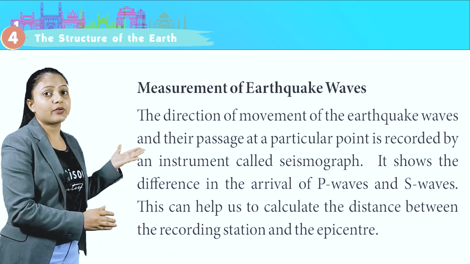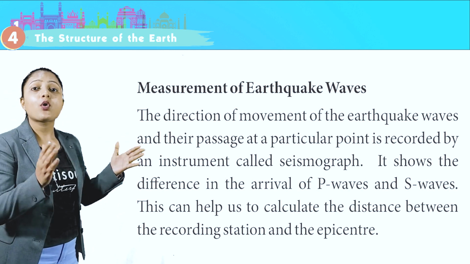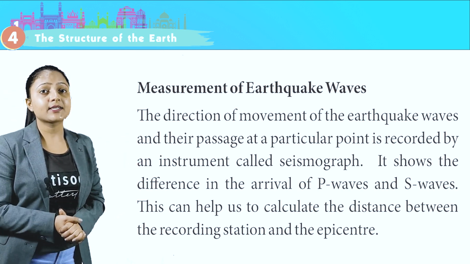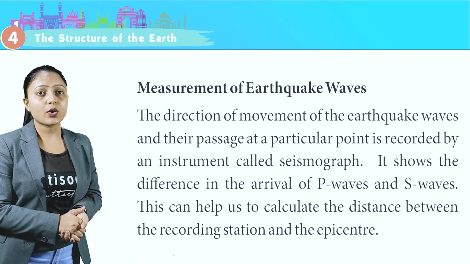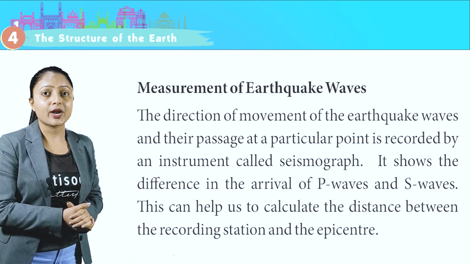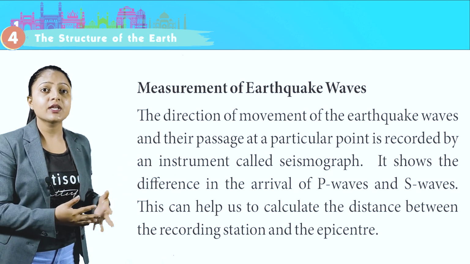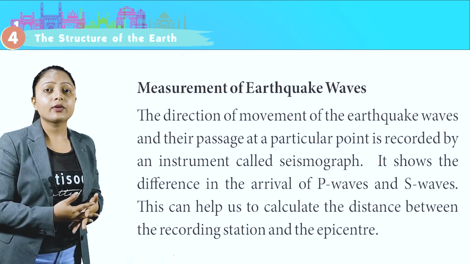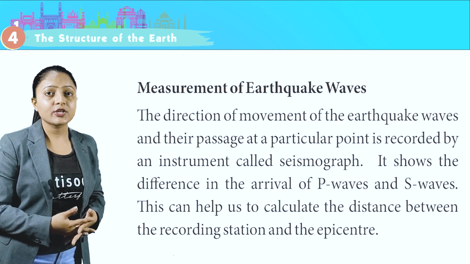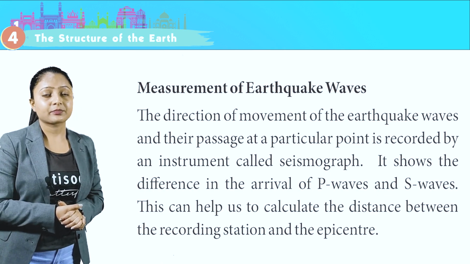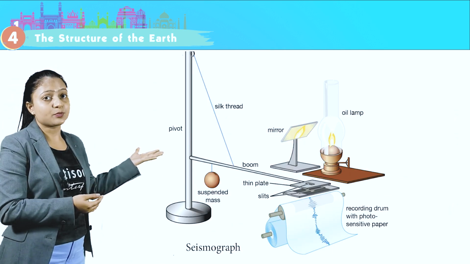Measurement of earthquake waves. The direction of movement of the earthquake waves and their passage at a particular point is recorded by an instrument called a seismograph. It shows the difference in the arrival of P waves and S waves. This can help us to calculate the distance between the recording station and the epicenter. This is an image of a seismograph.